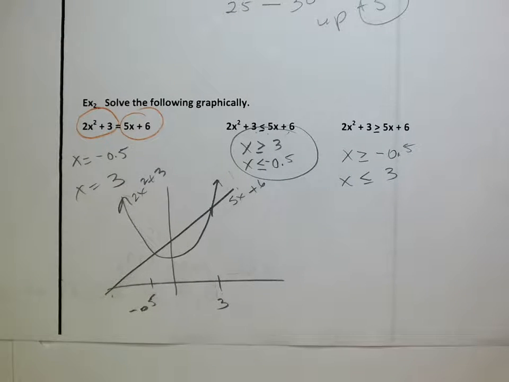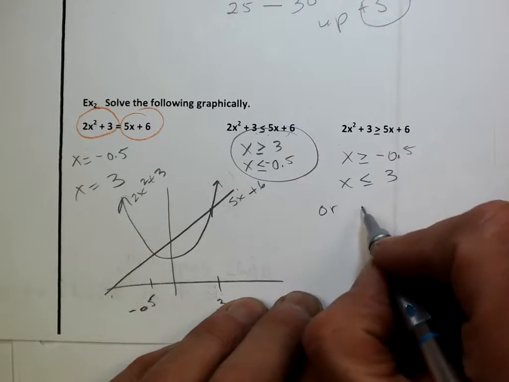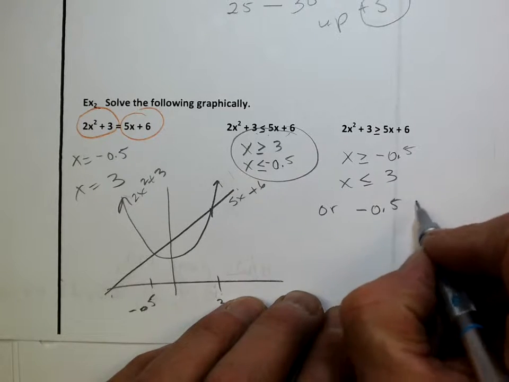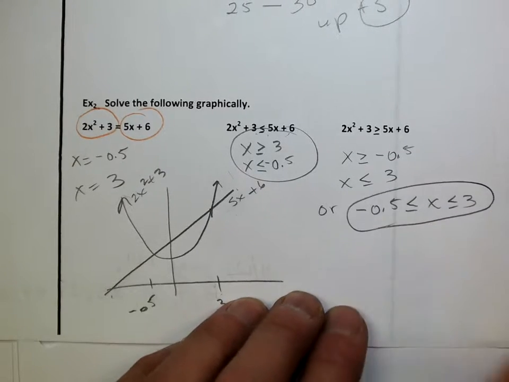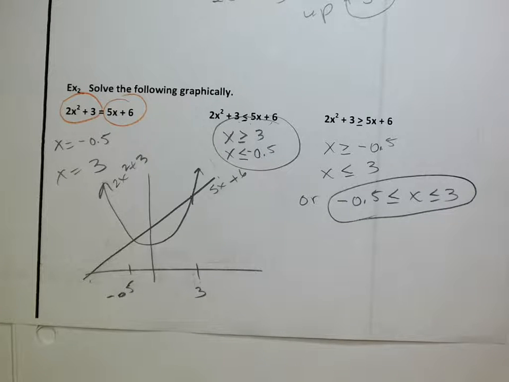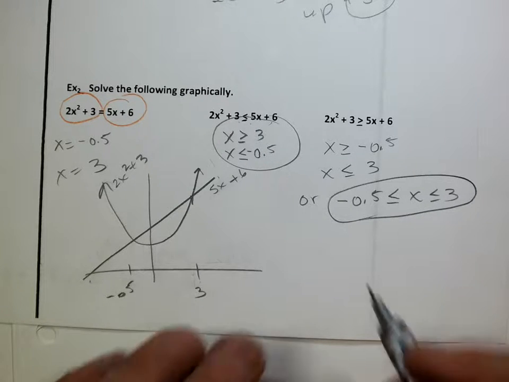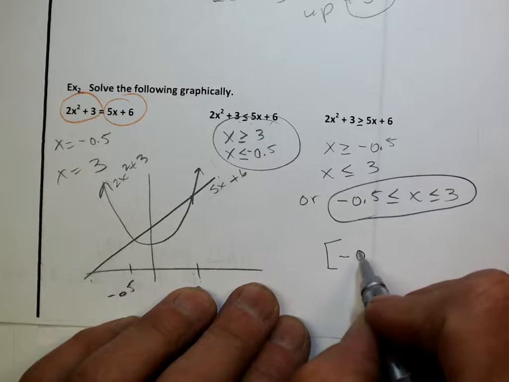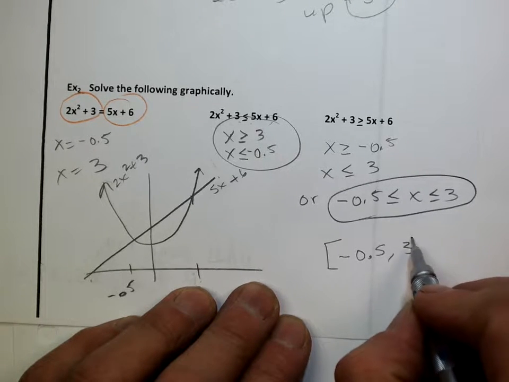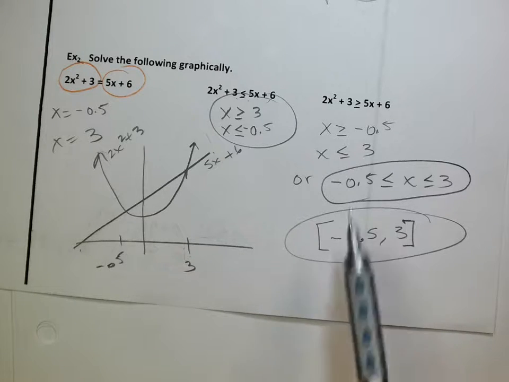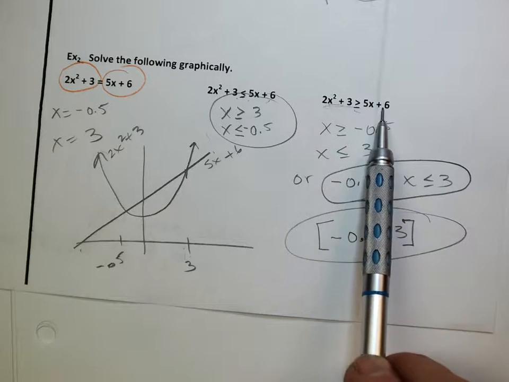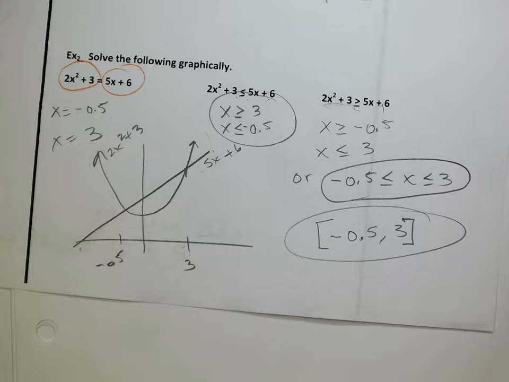I don't know if you remember this from algebra, but I could write it as negative 0.5 is less than or equal to x, which is less than or equal to 3. Okay, that's one way to write it. But if you hate that, you remember interval notation? This is the easy way to write it. That's interval notation, which I think is easier. So it says it's between negative 0.5 and 3. That is when the parabola is below the line, when the parabola is less than the line. It's not that bad, is it? Okay. All right. Thumbs up.